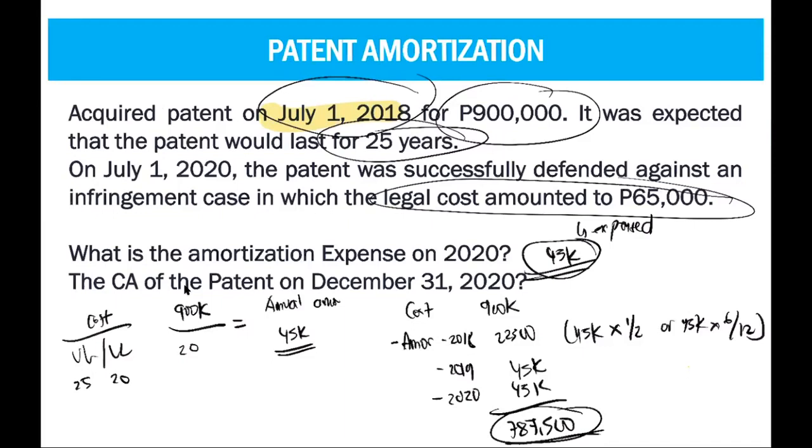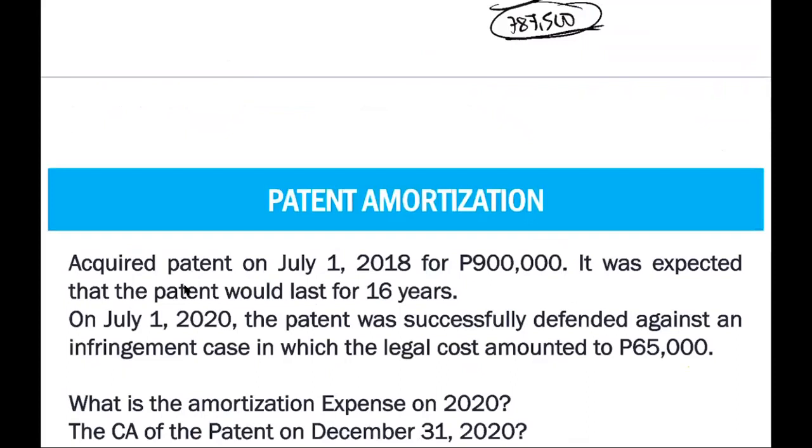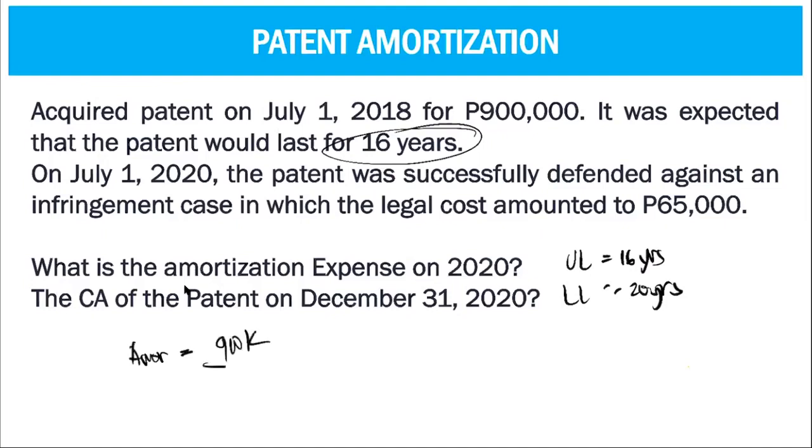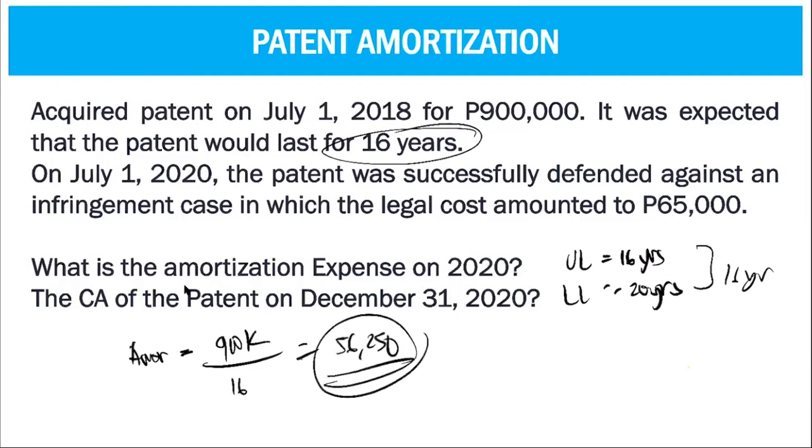Next, here the useful life is 16 years. Okay, so almost the same, but the difference is the useful life. So the useful life is 16 years and the legal life is 20 years. So what do we use then as the base year for the computation of your amortization? So amortization is equal to 900,000 divided by the lower between the two, 16 years. So divided by 16. So what is your annual amortization expense? 900,000 divided by 16 is 56,250.